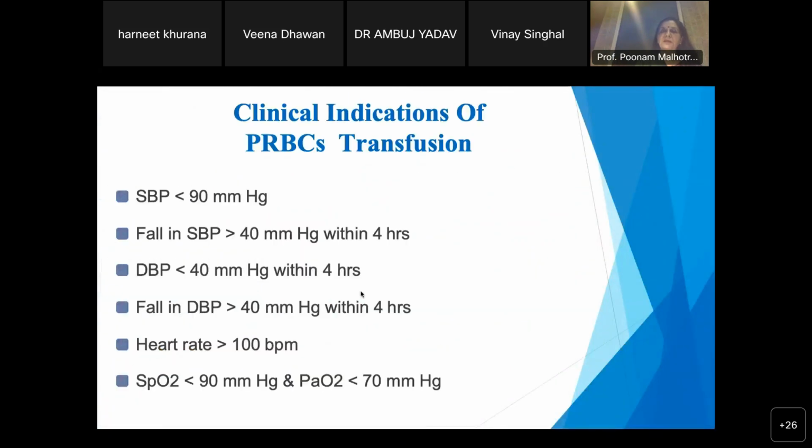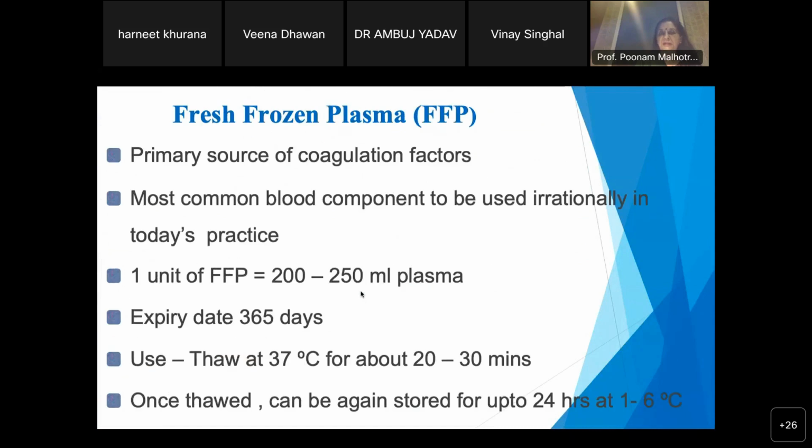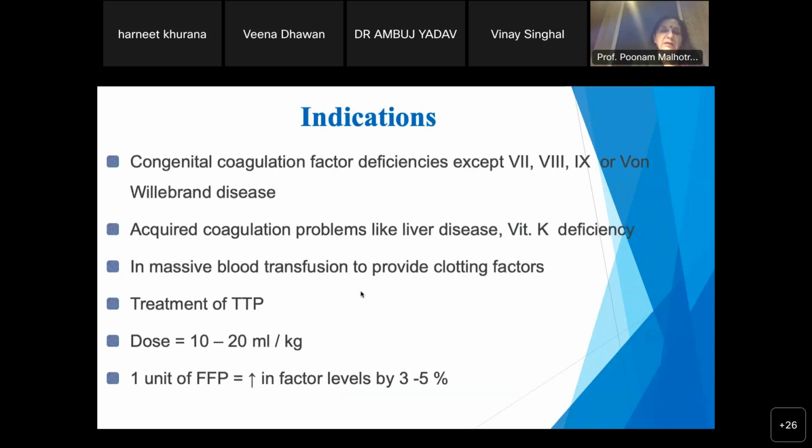Yeah. So there's a big role of testing. Fresh frozen plasma should be a primary, it's a very primary source of coagulation factors and most common blood components to be used today. 1 unit of fresh frozen plasma has about 200 to 250 ml of plasma. Expiry date is up to 1 year, and you can use it by thawing it at 37 degrees for about 20 to 30 minutes. And once thawed, it can be given or stored for up to 24 hours at 1 to 6 degrees centigrade.